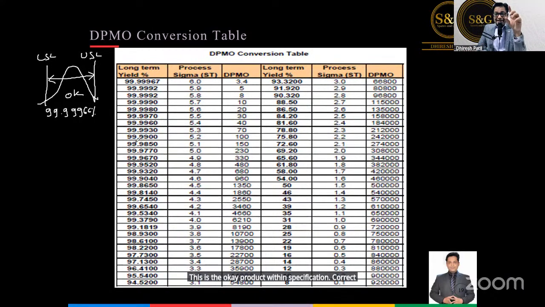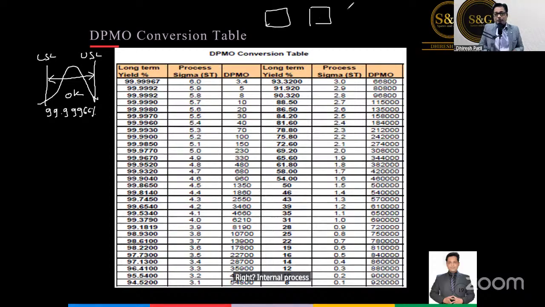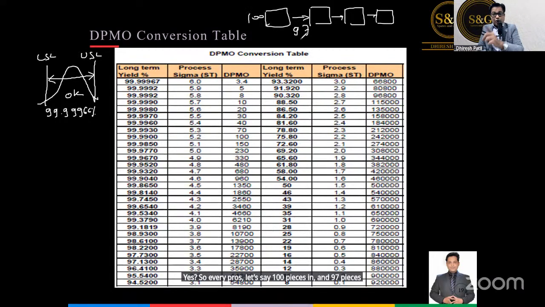Correct? You remember, when we discussed project selection, we discussed something called throughput yield. How many of you remember that? Internal processes, we have processes like painting, etc. Remember that? So for every process, let's say 100 pieces in and 97 pieces out without any defect or rejection, that is called yield, correct? So similarly, this is 99.99966% of okay product without any defect in the Six Sigma process. That's why the yield is 99.99966, which is rounded off to 67.